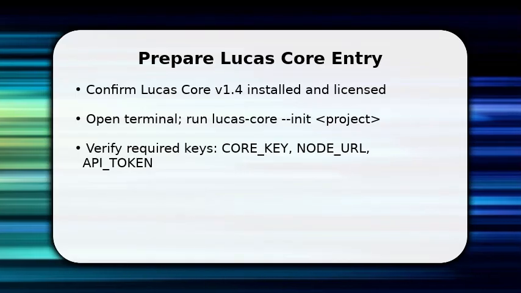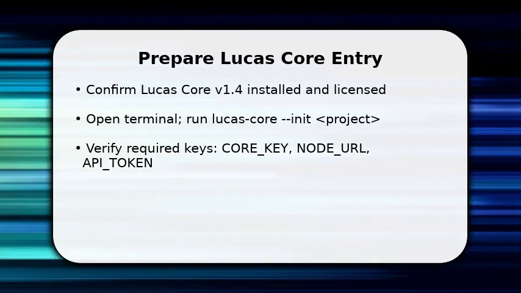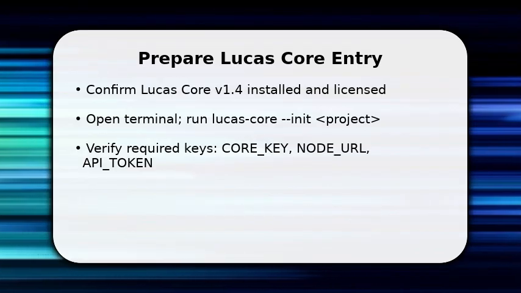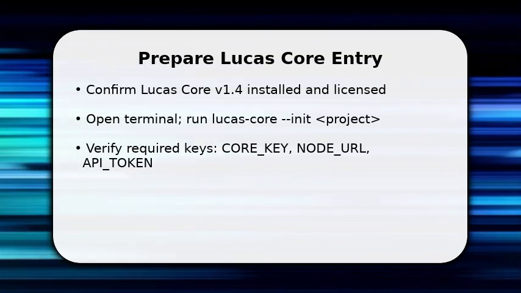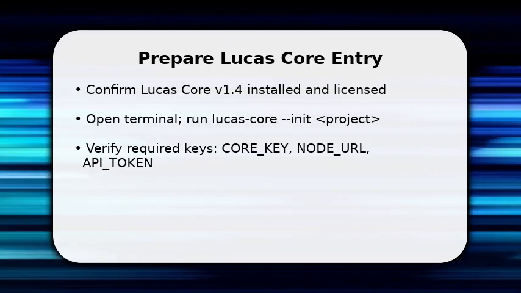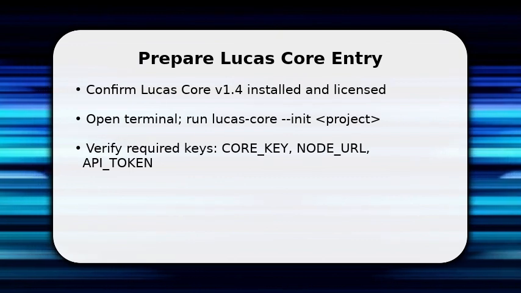You start by opening Lucas Core with a specific project context and the correct credentials. Run Lucas Core init project and supply core KEY and node URL when prompted. This creates the project scaffold. Once done, check Lucas Core status to confirm the daemon is running. Make sure logs show no missing modules and that API token is accepted. This first step gets you an active environment, so subsequent configuration applies to the right runtime.